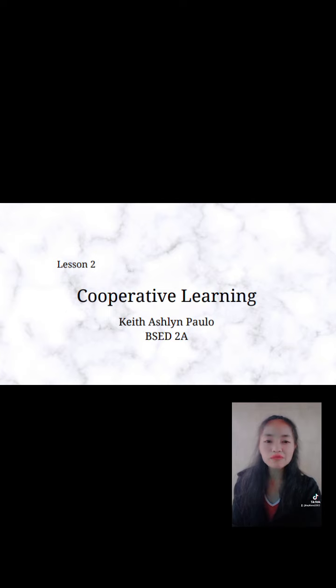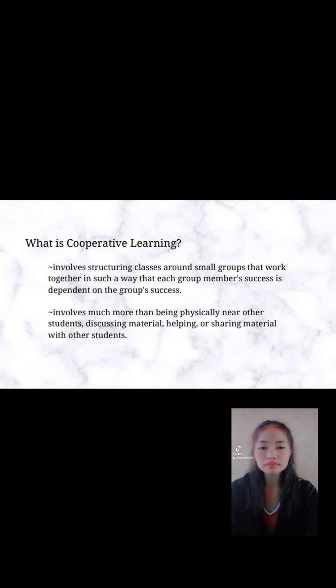Lesson 2, Cooperative Learning of Chapter 5 entitled Constructivist Learning Theories. What is cooperative learning? Cooperative learning involves structuring classes around small groups that work together in such a way that each group member's success is dependent on the group's success. There are different kinds of groups for different situations, but they all balance some key elements that distinguish cooperative learning from competitive or individualistic learning.